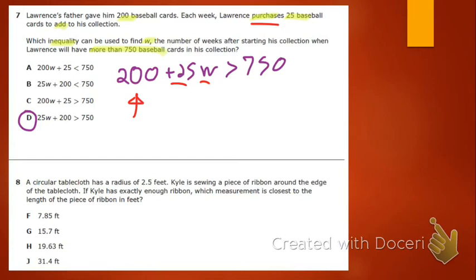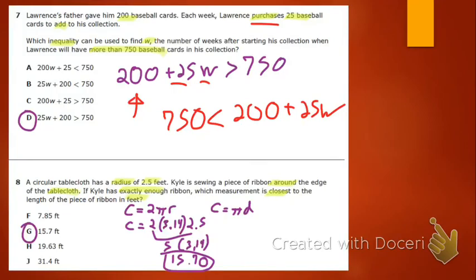But the state of Texas expects you all to be fluent in, or I guess knowing that they could set it up many ways. This is just one way of setting it up. They could have done it vice versa. They could have put 750 is less than 200 that he started off with, plus the 25 that he's adding every week. Either way, they're the same thing, but the state of Texas expects you all to be fluent in either one of those ways. All right, so number 8, I'd like for you to go ahead and solve that one as well, please.